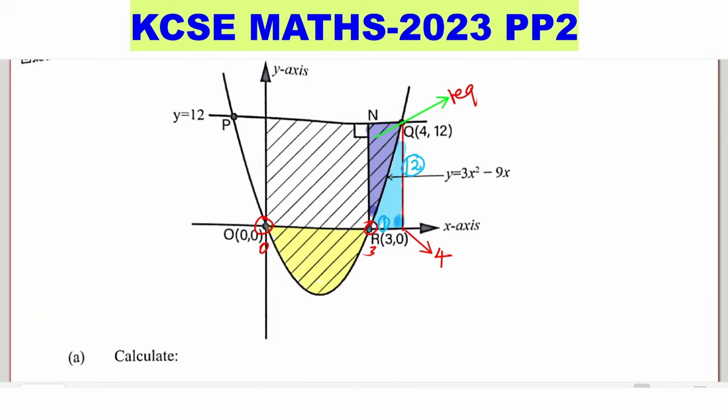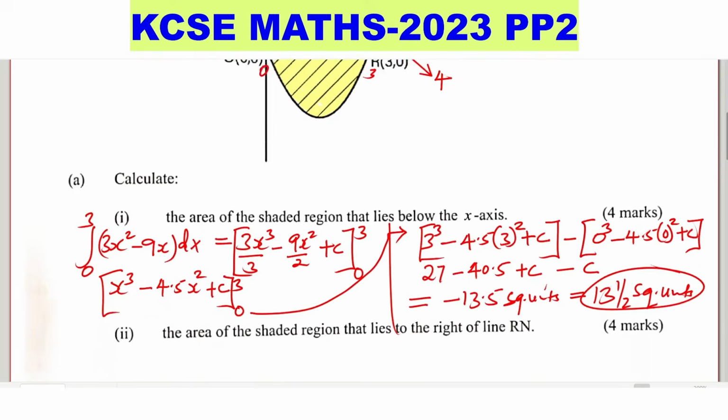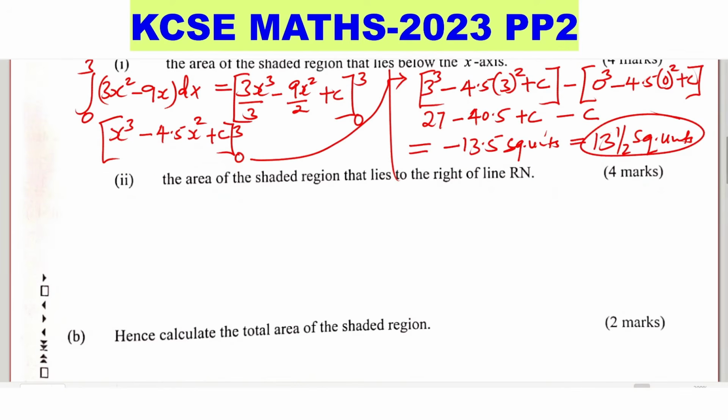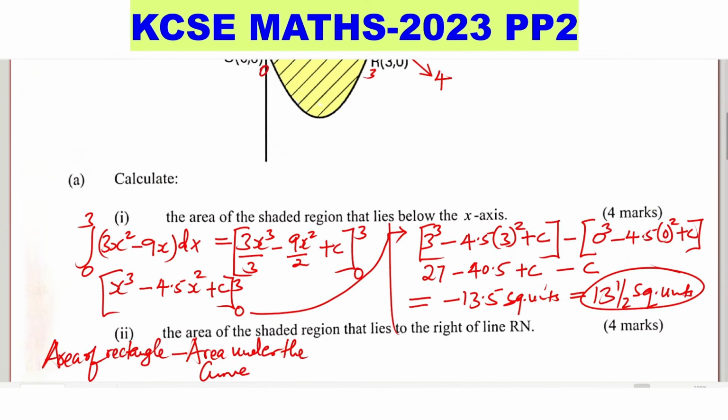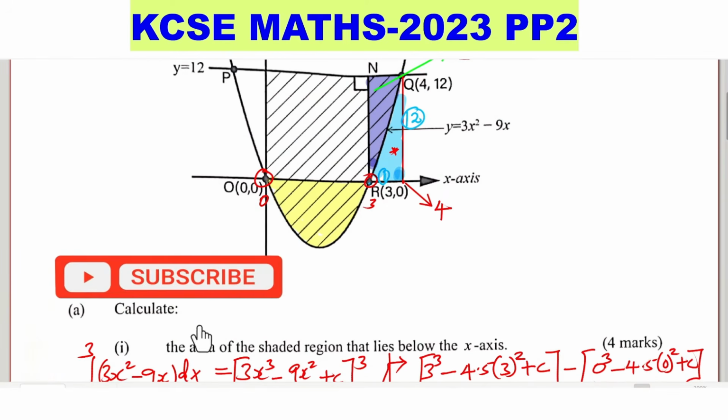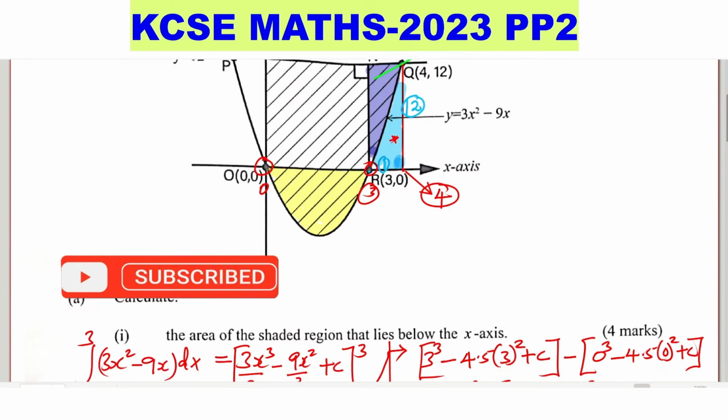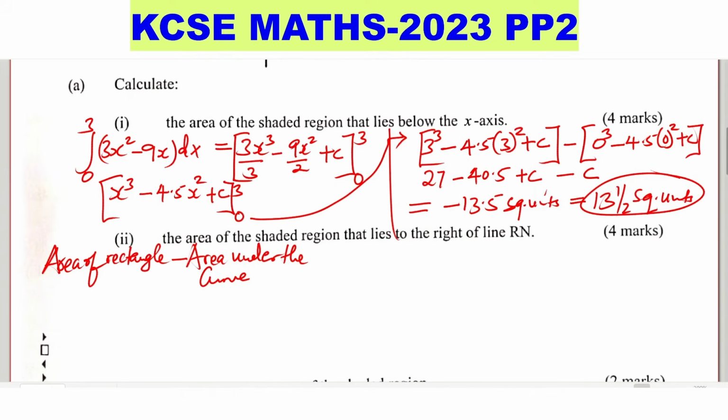This is the required area, and this one should be obtained by getting the area of the rectangle, measuring 1 by 12, subtract the area under the curve. This is the area under the curve. So we get the area of the rectangle, then subtract area under the curve, and you need to be careful. Area under the curve from 3 to 4. Those are the limits that you're going to use. Be very careful with that.